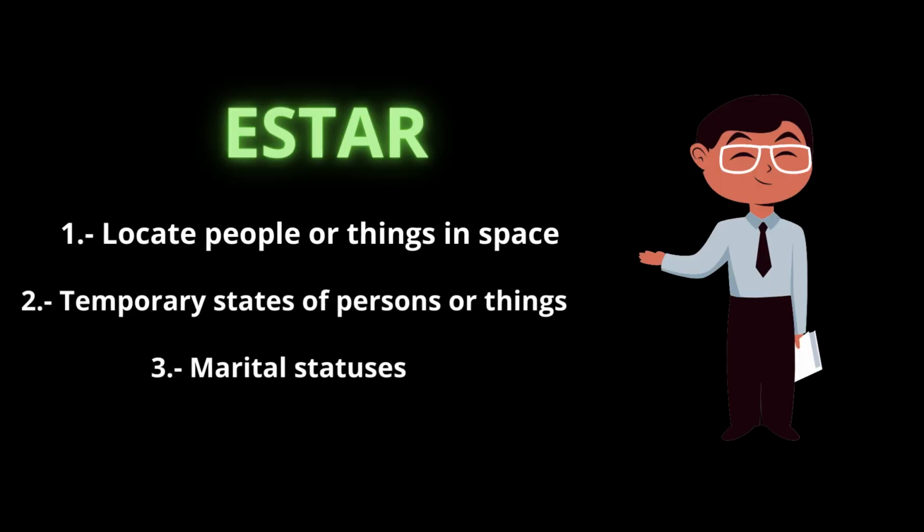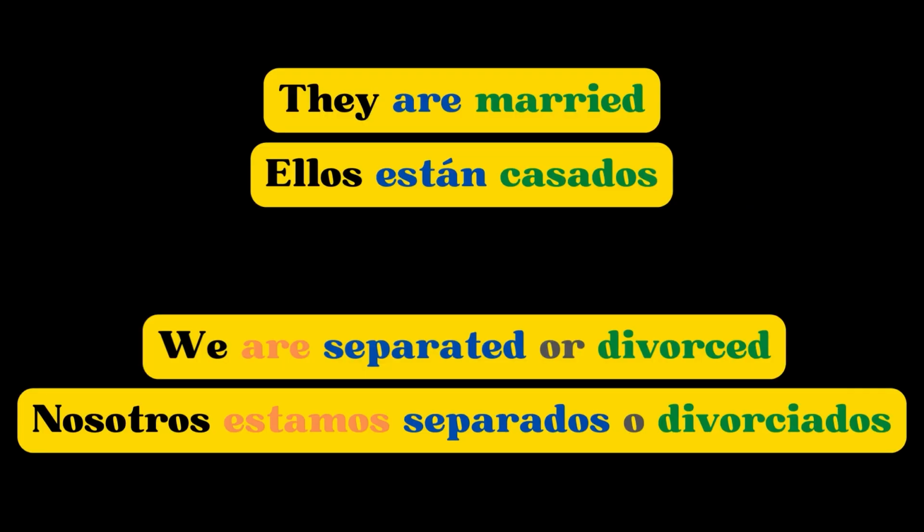Number 3. Marital statuses. They are married. Ellos están casados. We are separated or divorced. Nosotros estamos separados o divorciados.